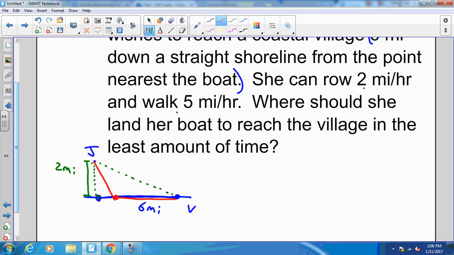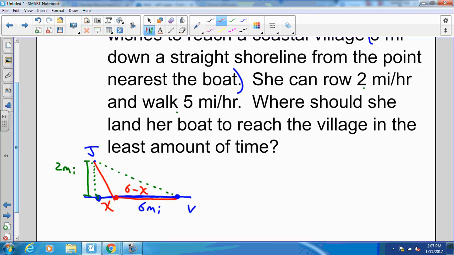Okay. So how are we going to do this? I noticed that I don't have anything to give me a handle on the problem yet. I need some labels. Since I don't know where she is going to land, I'm going to call this distance right here x. And I'm going to call this distance, therefore, 6 minus x, because by landing, she divides the 6 mile distance into 2 parts. Does that make sense?